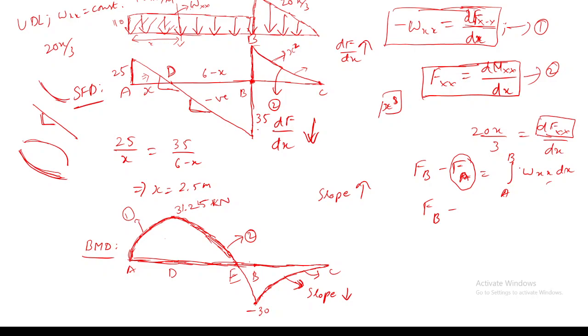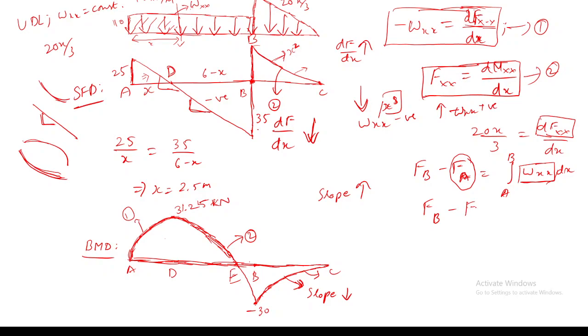Here the only thing is you have to take care of the sign convention of Wxx. For example, if the load intensity is in the downward direction, then Wxx should be negative. And if the load intensity is in the upward direction, then Wxx must be positive.